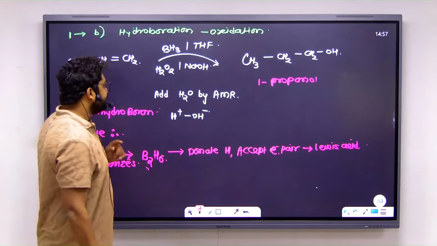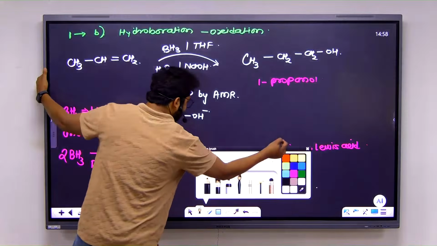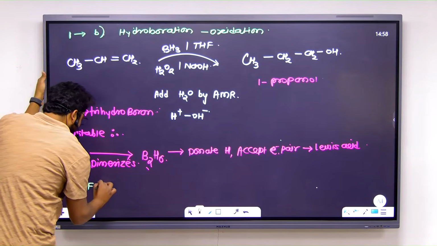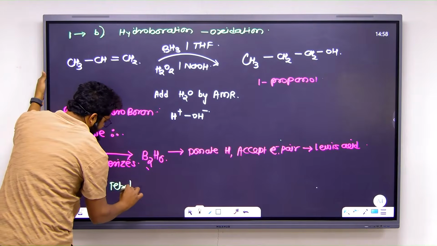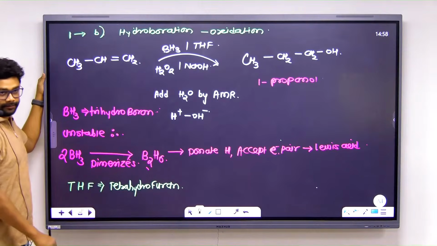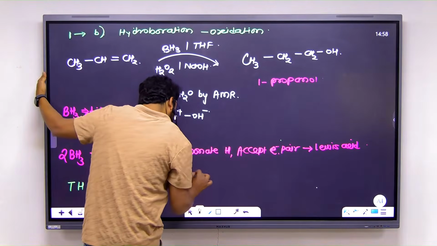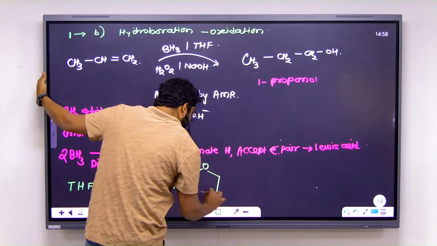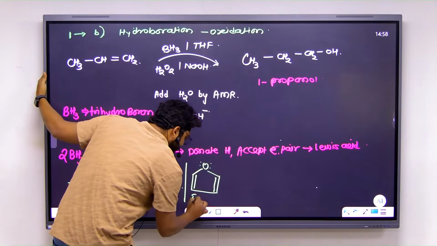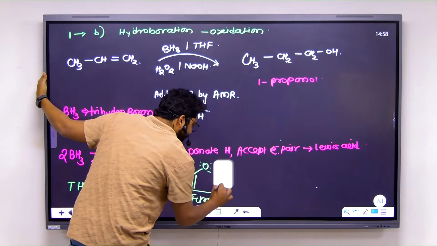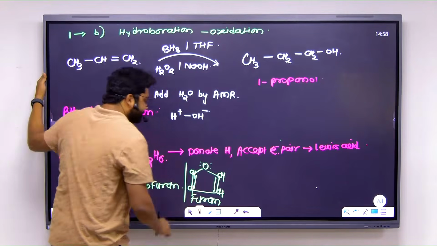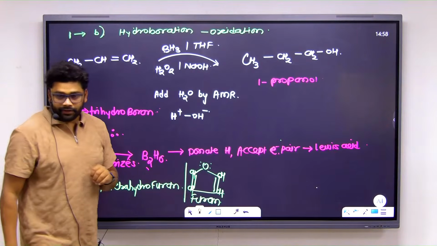First thing. Second compound used here is THF. Who is that guy? THF is the short form of tetrahydrofuran. Who is that? Tetrahydrofuran. The first thing you know from your class 11, where we were talking about aromaticity, right? And this guy is known as a very famous furan, and that furan has all four corners of carbon with one hydrogen.